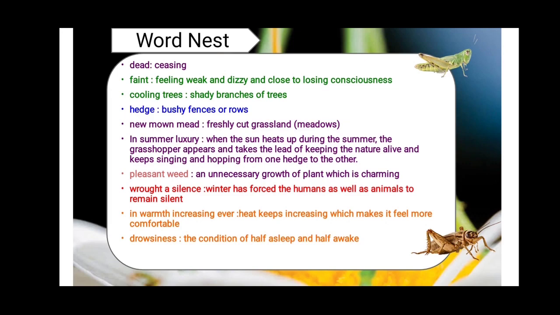Now, word nest. Dead, ceasing. Faint, feeling weak and dizzy and close to losing consciousness. Cooling trees, shady branches of trees. Hedge, bushy fences or rows. New mown mead, freshly cut grassland, meadows. In summer luxury, when the sun heats up during the summer, the grasshopper appears and takes the lead of keeping nature alive and keeps singing and hopping from one hedge to the other. Pleasant weed, an unnecessary growth of plant which is charming.